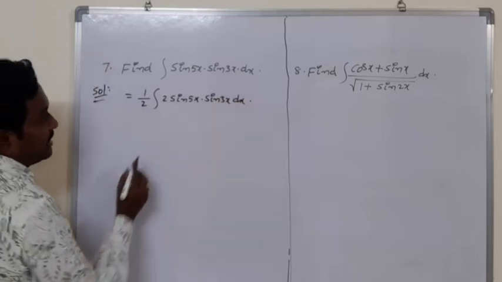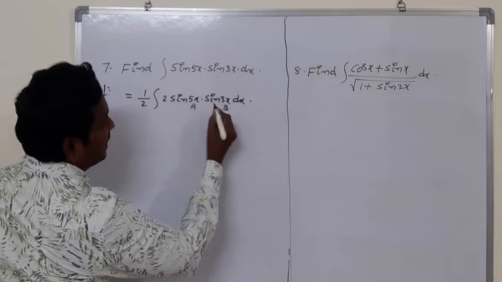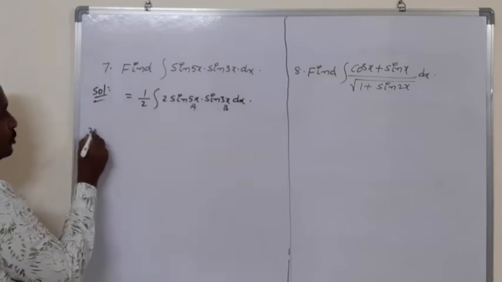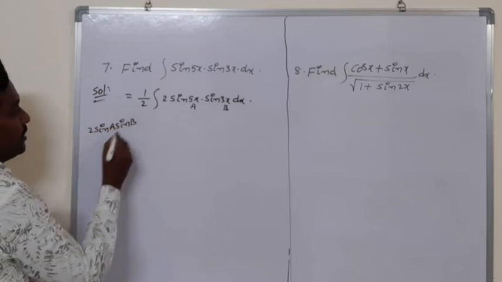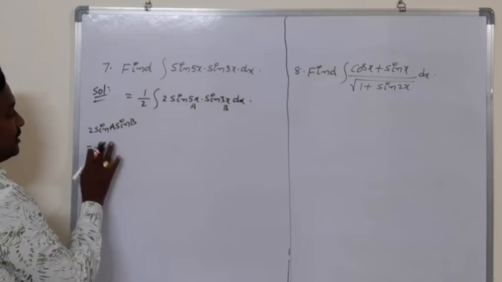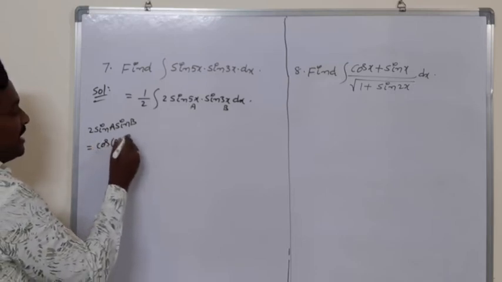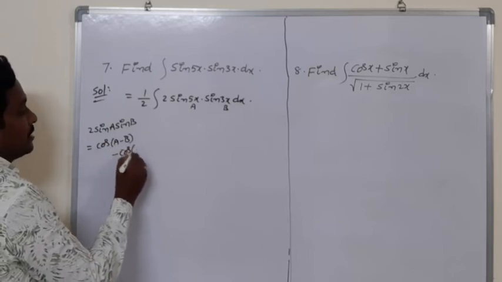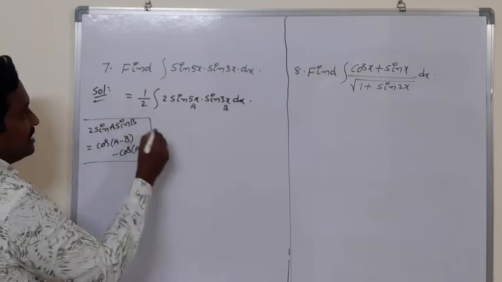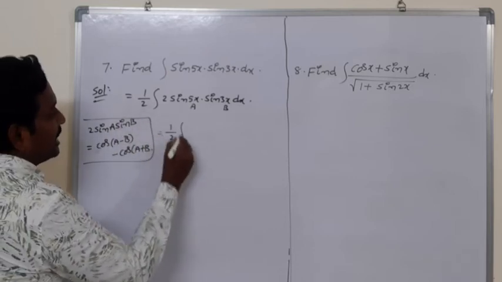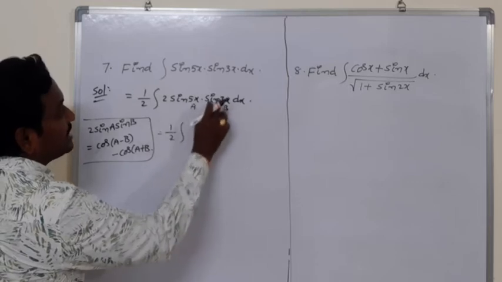Clearly we are observing that this is in the form of 2 sine A sine B. What is the formula for 2 sine A sine B? 2 sine A sine B is equal to cos of A minus B minus cos of A plus B. According to this formula, this integral becomes half into integration. Here A is 5x, B is 3x.